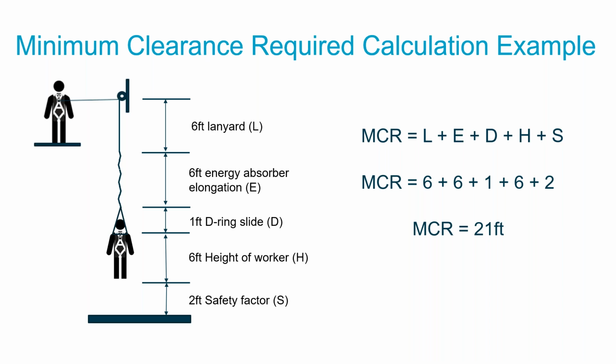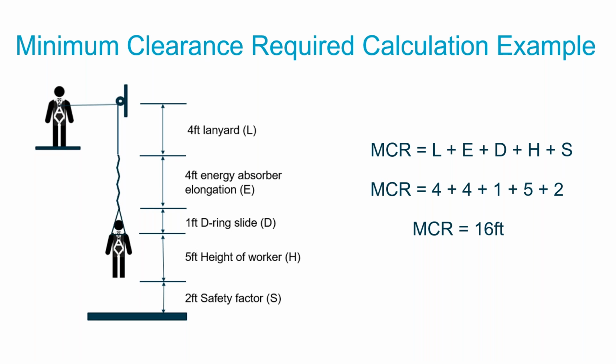Please recognize that the examples that we give today are for illustration purposes only. The factors stated here can and often will change based on the length of the lanyard, the maximum energy absorber elongation, the height of the worker, the safety factor, and the D-ring slide. So it is critical to follow manufacturer's instructions to make adjustments as necessary.